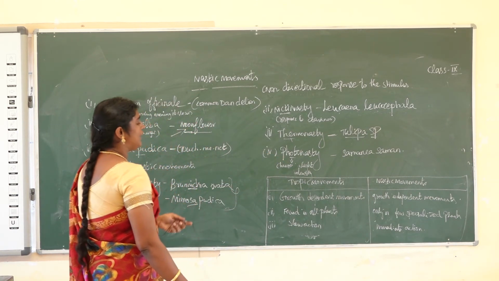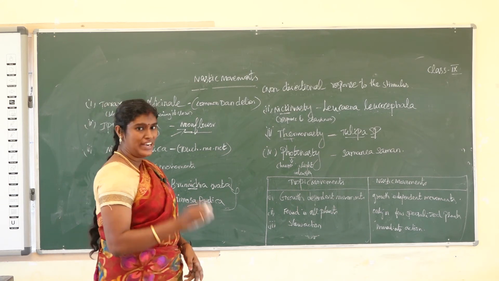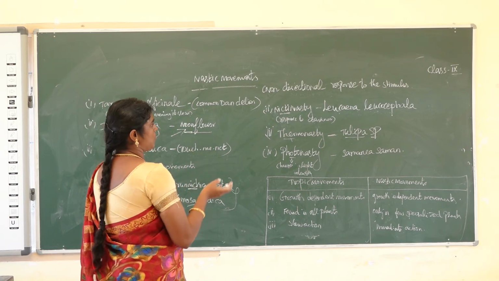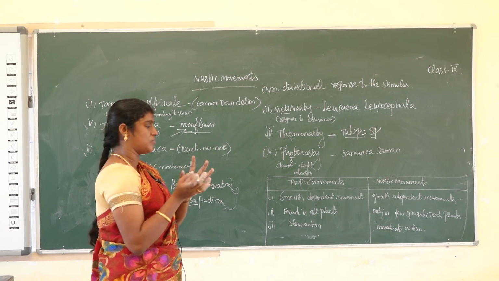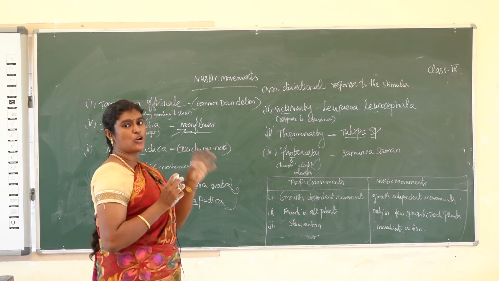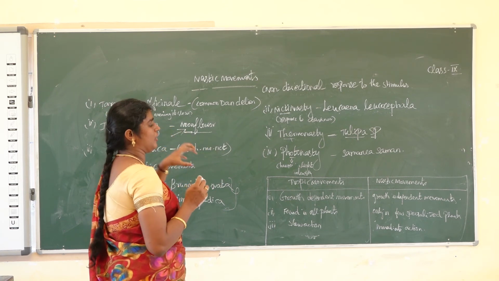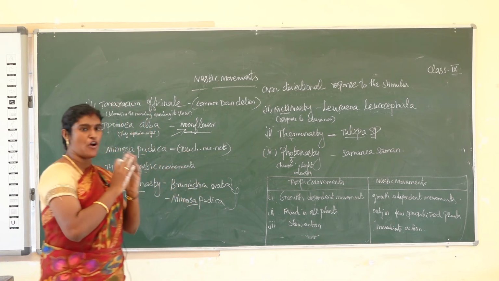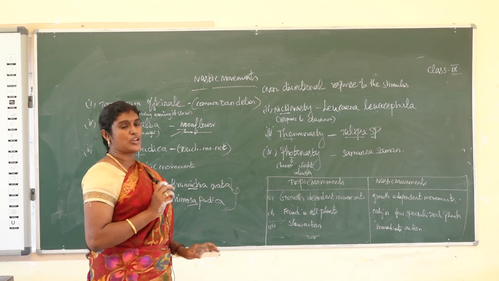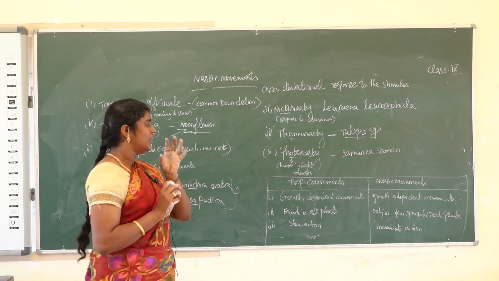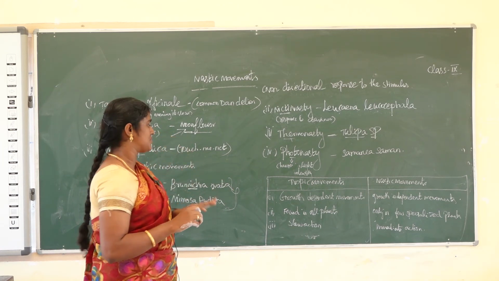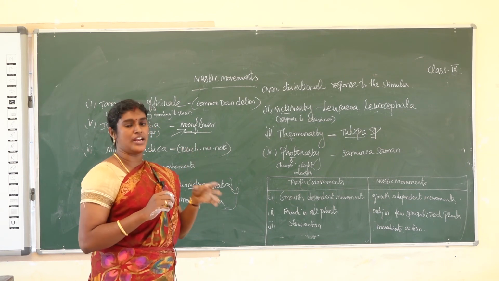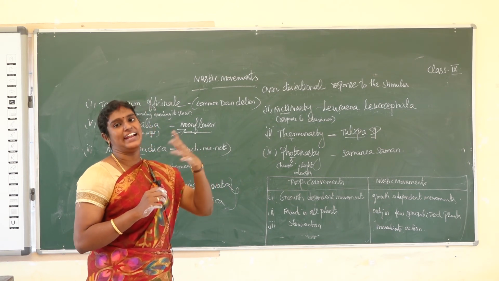Next, the main differences between tropic movement and nastic movement. Tropic movement is a unidirectional movement, while nastic movement is a non-directional response to the stimulus. Tropic movement is growth dependent, while nastic movement is growth independent. Tropic movement is found in all plants, but nastic movement is found only in a few plants with specialized characters. Tropic movement is a slow action, while nastic movement is an immediate action.